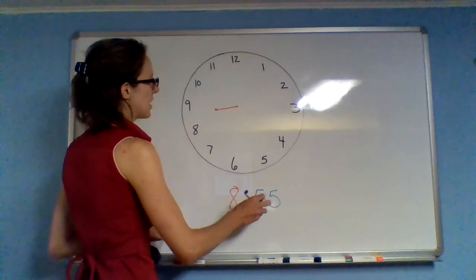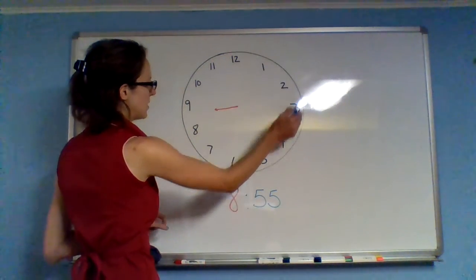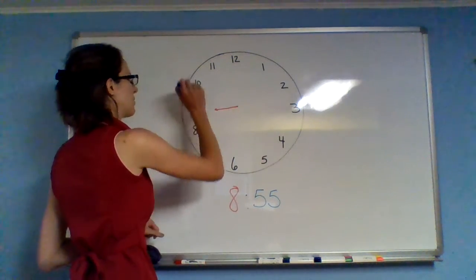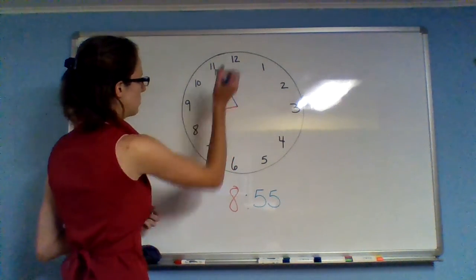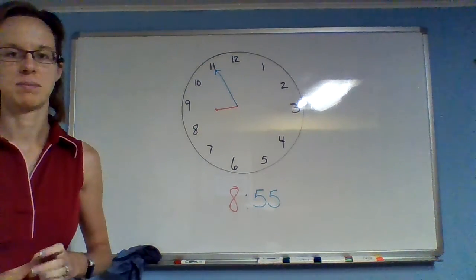To get to my minutes, I count by 5s. 5, 10, 15, 20, 25, 30, 35, 40, 45, 50, 55. My long hand would be at the 11.